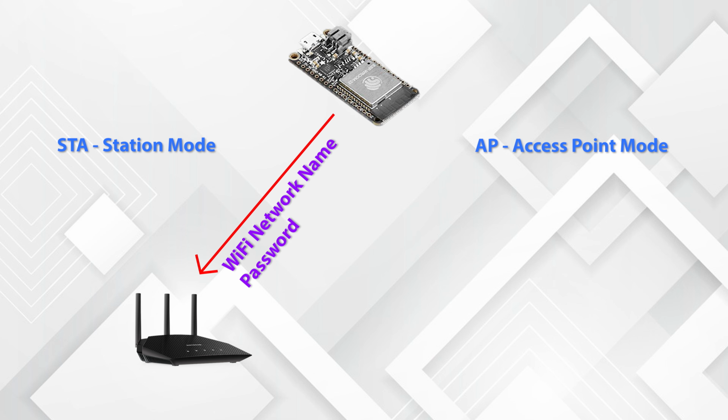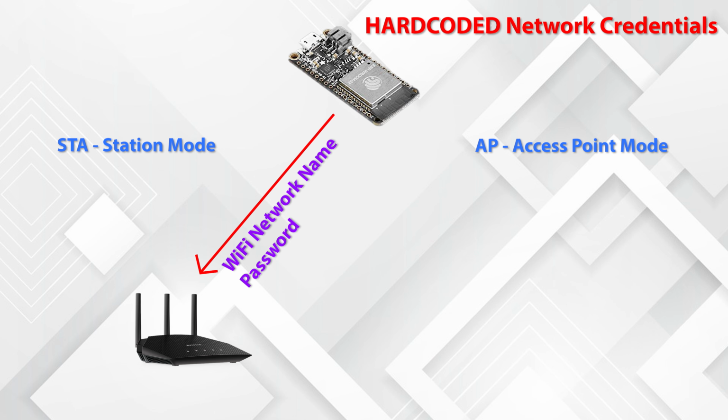I will pass my Wi-Fi credential and connect my ESP32 to my local Wi-Fi. The problem in this process is I must hardcode the network name and password in the sketch. Every time I change the network and password, I will have to change the sketch. To avoid such an issue, AP or access point mode is used, which creates its own network.